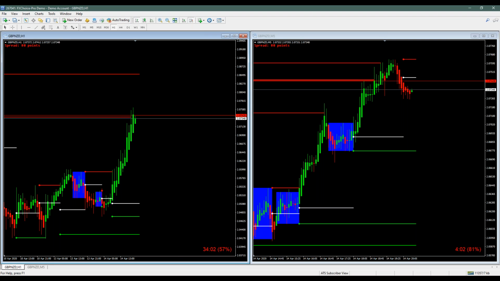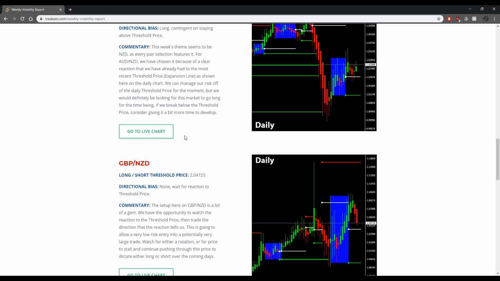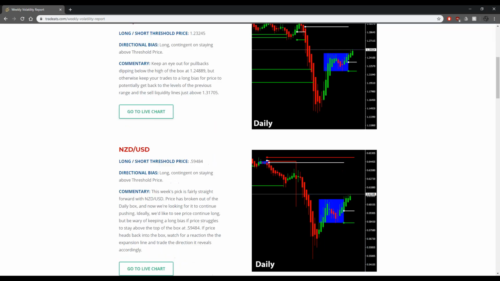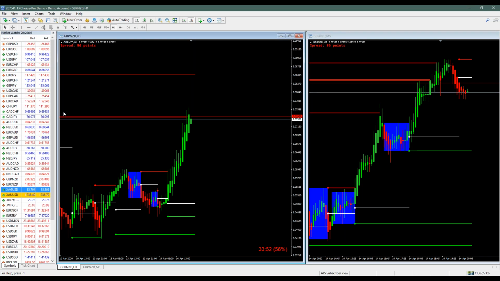I think that's actually represented pretty well in, I believe, the next pair that we're going to be looking at, which is New Zealand dollar. So let me go ahead and jump over to New Zealand dollar. Give me 1 second.